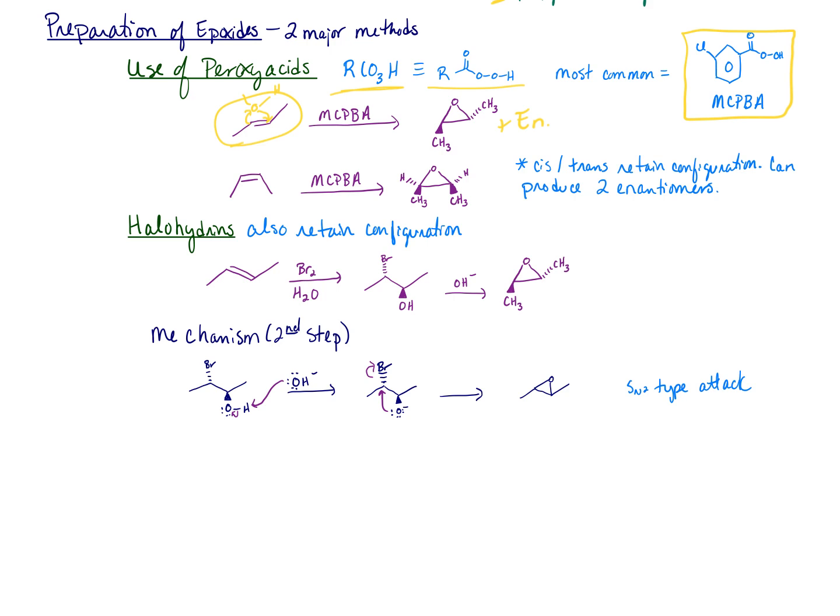And in the same way, if you have a cis alkene, or one that is more complex than that, you're again going to get a retention of configuration. And again, you can end up getting the enantiomer here as well if that applies. Now, the other way to make an epoxide is through what's known as a halohydrin. These also retain their configuration. I didn't put that in here in more detail with the mechanism, just to make things a little bit more clear for you here.